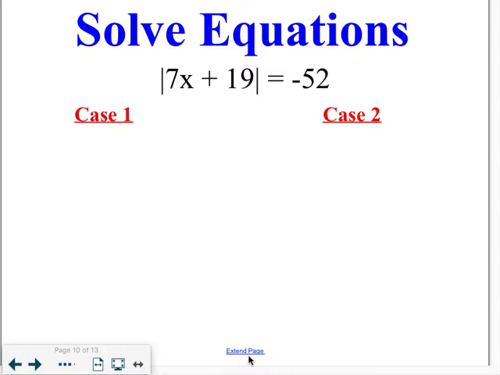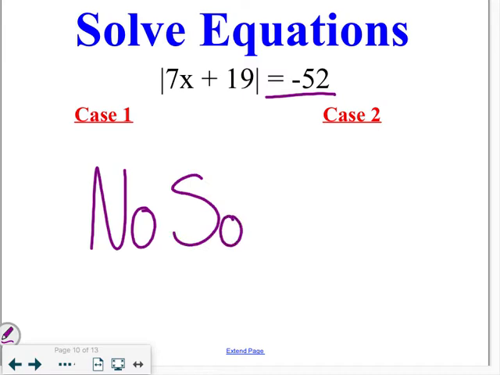Absolute values cannot equal a negative number. So if you ever have an equation with absolute value equal to a negative, the answer is no solution. It is not possible to have an absolute value equal to a negative number.